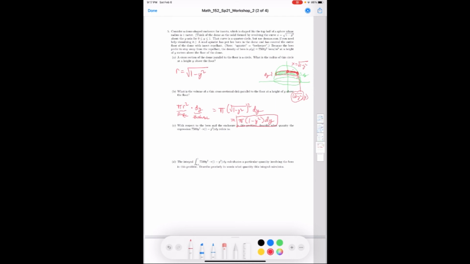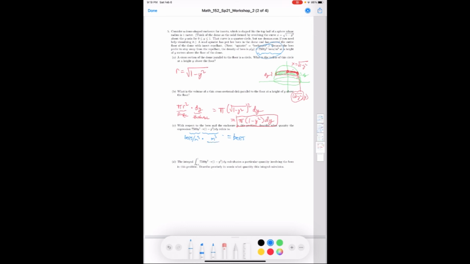Now, with respect to the bees in the enclosure in this problem, describe what quantity the expression 7500 y squared times pi times 1 minus y squared dy refers to. Let's do this using the analysis I showed in the density videos. We know this is the volume of a thin cross section. Volume is measured in cubic meters. We also know this number, 7500 y squared, is the density, the volume density of bees, measured in bees per cubic meter. We're just multiplying these together, so we expect this to be a number of bees. The question is, where is it the number of bees?